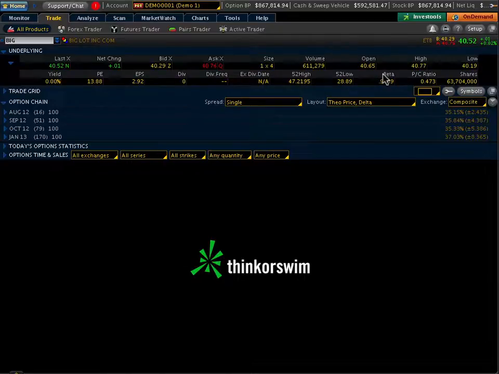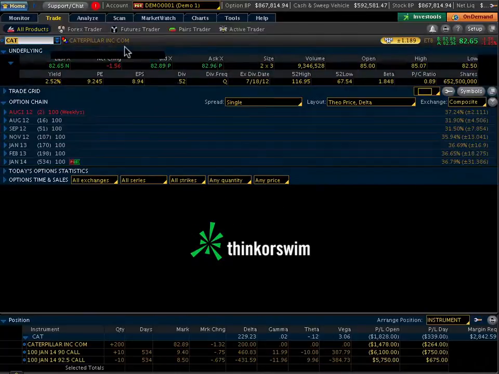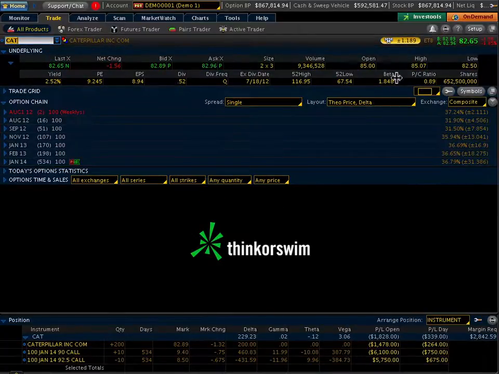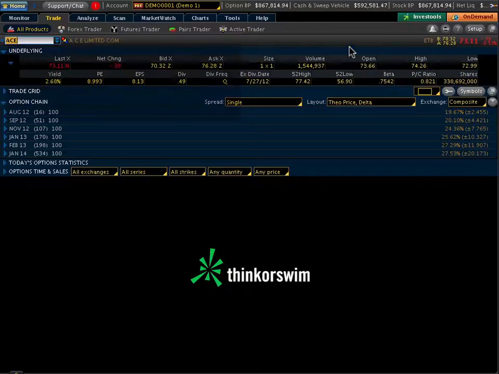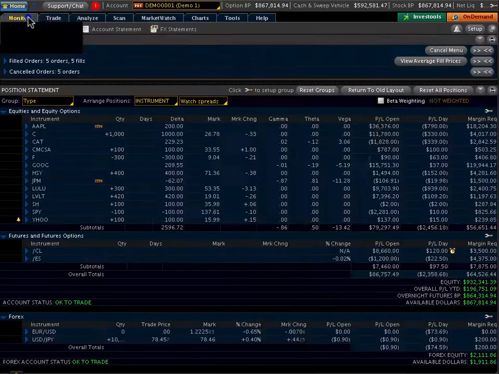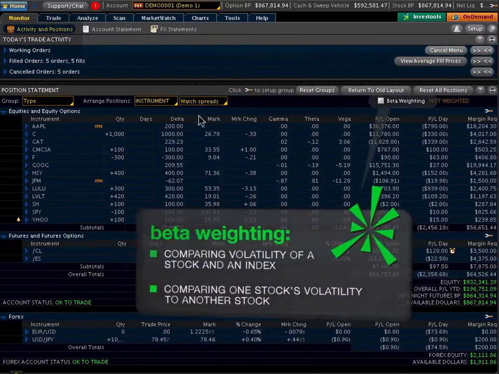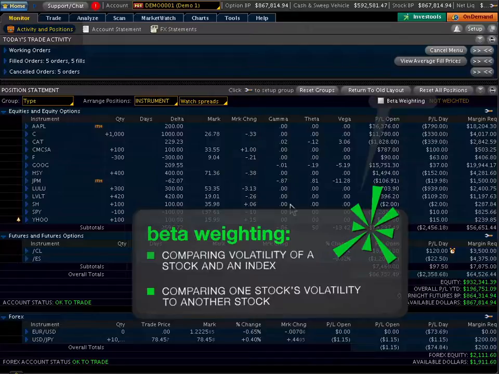If a stock tends to move a higher percentage than the index's percent move, that stock's beta will be higher than 1 when compared to the index. And if a stock's percent move is less than an index's, that stock's beta will be lower than 1 when compared to the index. This process of comparing volatility of a stock and an index is called beta weighting. You can also use the same process to beta weight one stock's volatility relative to another stock.